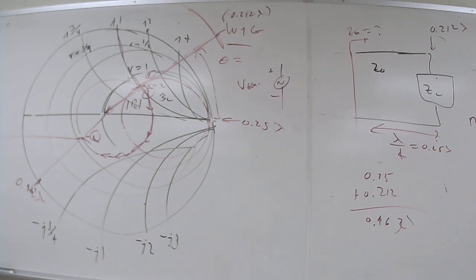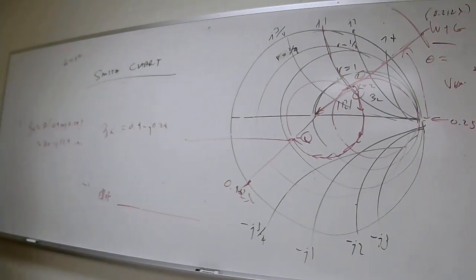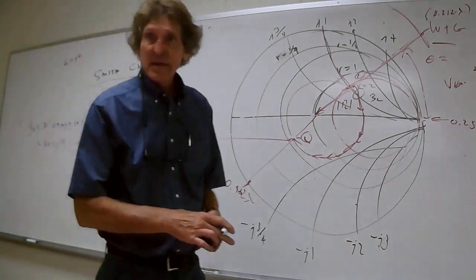So what is that? That's 20 minus j... oh boy. 12.5, about 12.46, something like that, minus j12.46 ohms. Is that about right? 50 times 0.24. It's just 12. Is it really? I got 12. Okay, good. I'm glad. All right, 12. Now, how accurate is that?